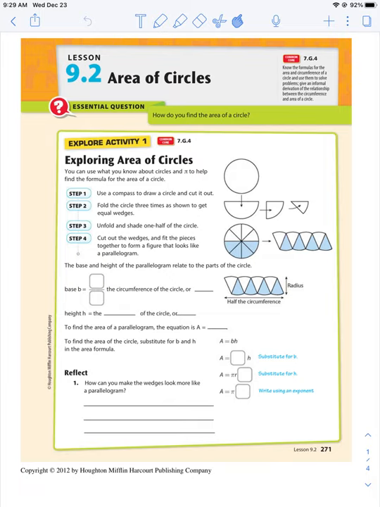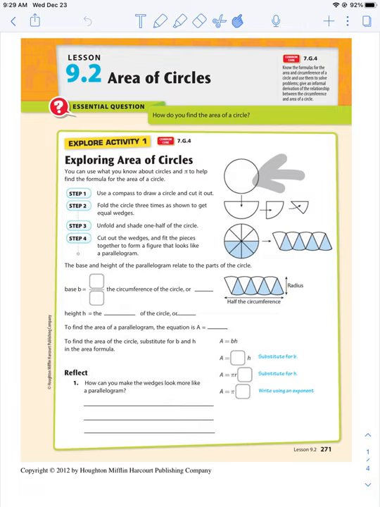So you use a compass to draw a circle here. We're not actually going to do that. Luckily, they drew a circle for us, so we're just going to look at the pictures. All right, so step 1, it says, use a compass to draw a circle. Well, look, they have their circle right there.